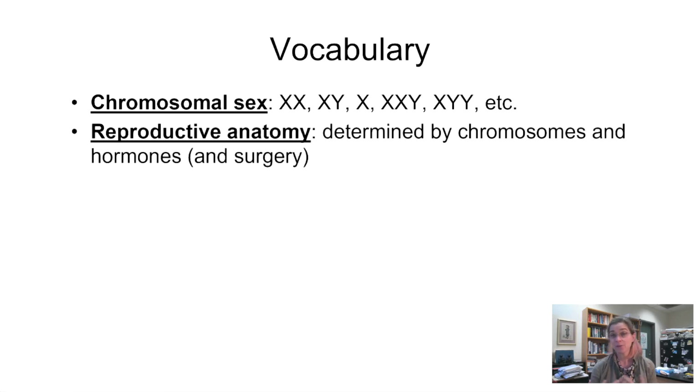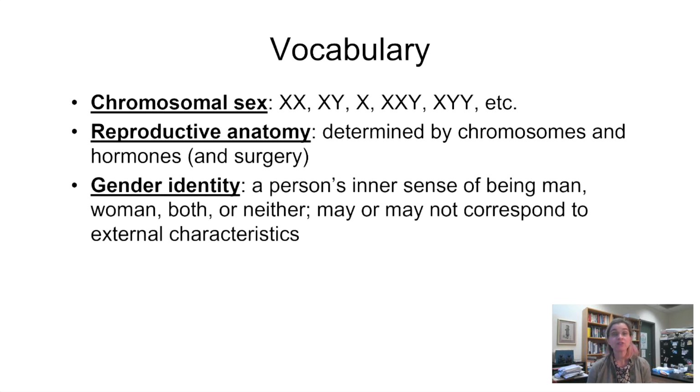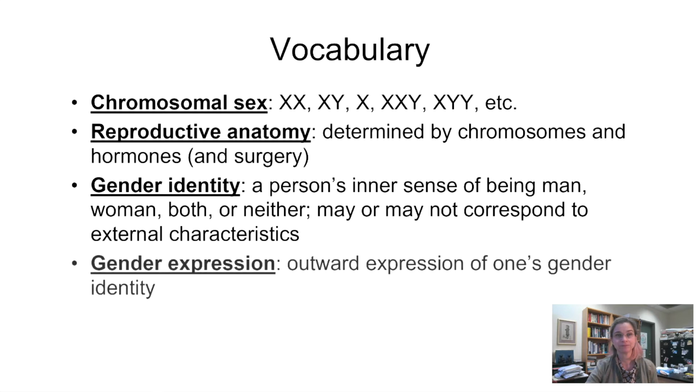Then there's reproductive anatomy. Reproductive anatomy is determined by chromosomes and hormones, and also these days by surgery. Gender identity is a person's inner sense of being a man or a woman, both or neither, and it may or may not correspond to external characteristics. And then there is gender expression. This is the outward expression of one's gender identity.